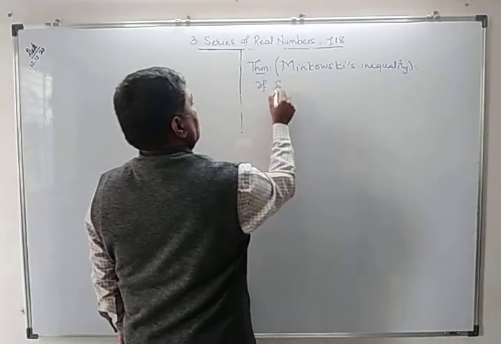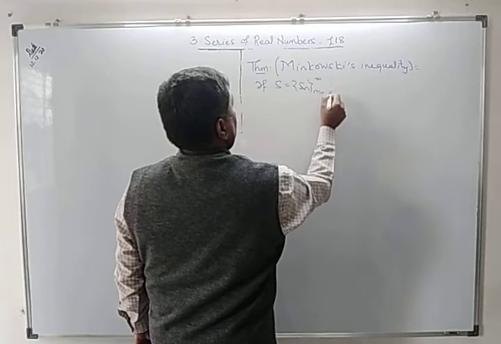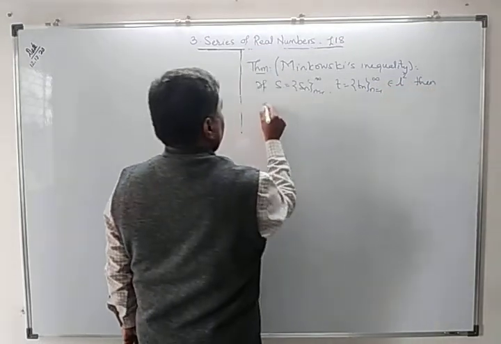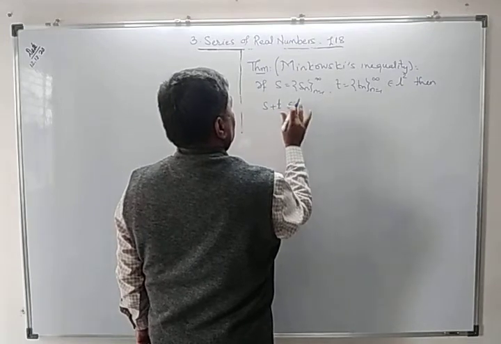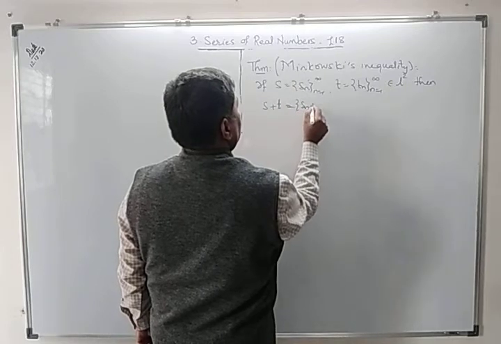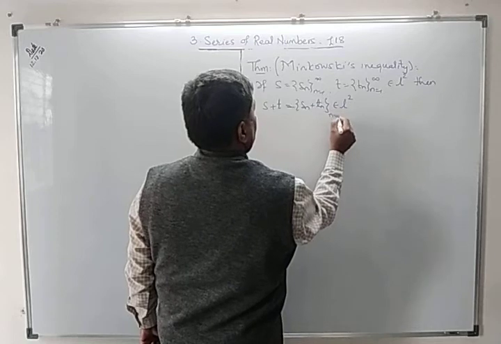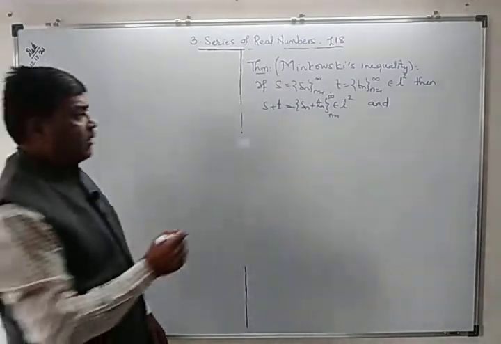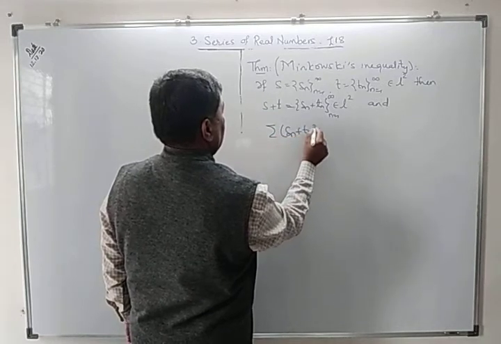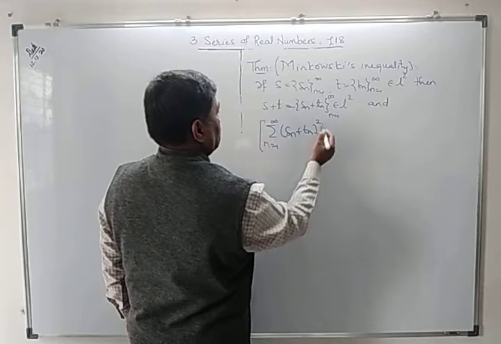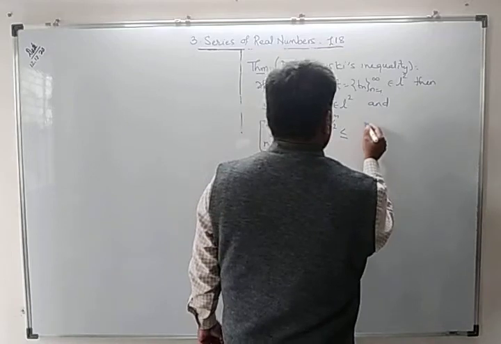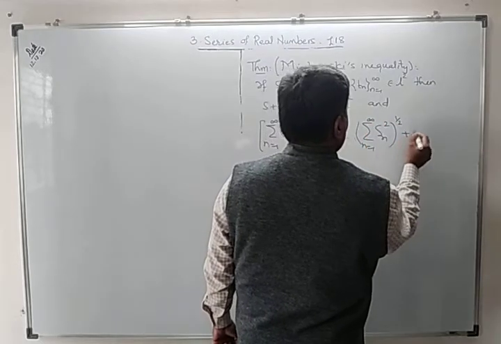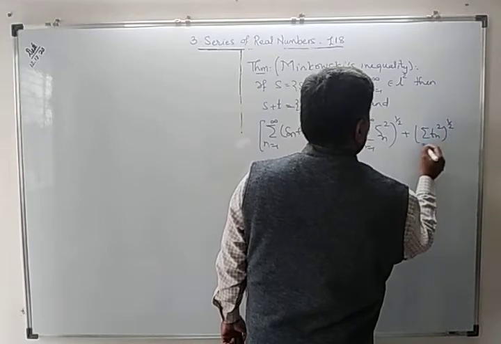If S equal to Sn and T equal to Tn belong to L2, then S plus T, which is the sequence Sn plus Tn, belongs to L2, and the summation of Sn plus Tn its square, n equal to 1 to infinity, raised to half, is less than or equal to the summation of Sn square raised to half, n equal to 1 to infinity, plus the summation of Tn square raised to half, n equal to 1 to infinity.